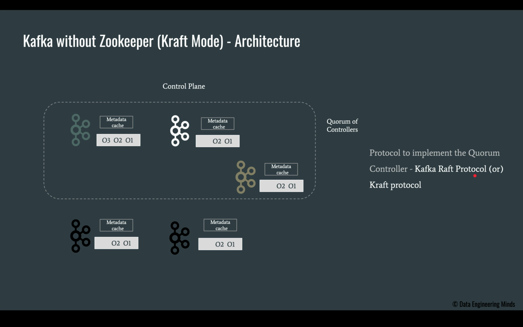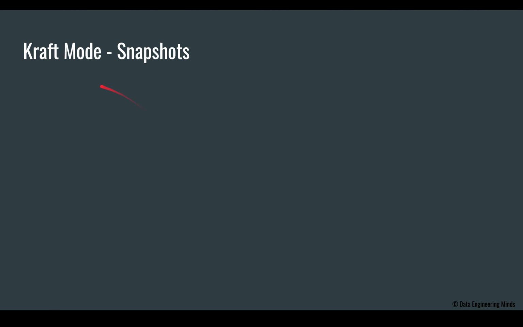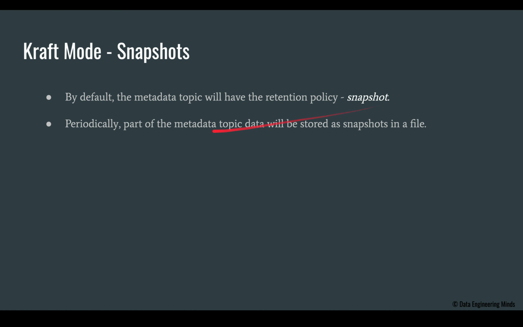With this, we have now seen how Kafka works in the background without Zookeeper and still manages the metadata by itself. Now, I will explain the concept of snapshots at a high level. As I mentioned before, the metadata topic where we store the metadata of the Kafka cluster in the new architecture will by default have a new data retention policy called snapshot. This means periodically a part of the metadata topic will be stored as snapshots inside the disk in a file. The snapshotted portion will then be truncated from the metadata topic.